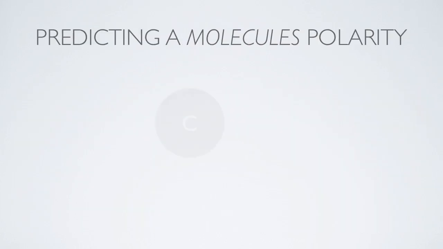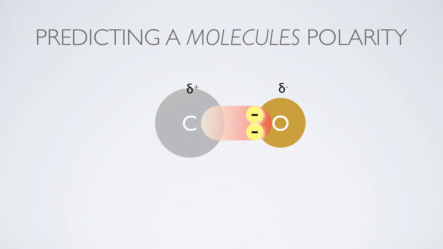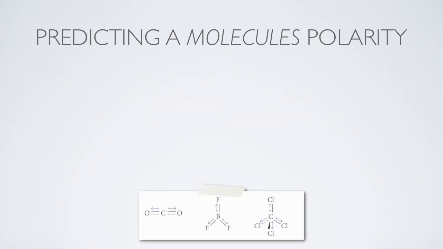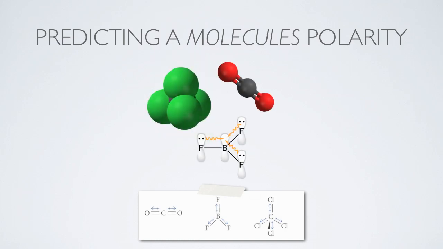Do you remember that covalent bonds can be polar? Well, having polar bonds does not necessarily make a molecule polar itself. For that, we need to consider the molecule's shape. If we consider carbon dioxide, boron trifluoride, and carbon tetrachloride, we see that all these molecules, the polar bonds that they are made of, are all arranged in a symmetrical fashion, so that all those polar bonds cancel each other out. So as a whole, these molecules are nonpolar.